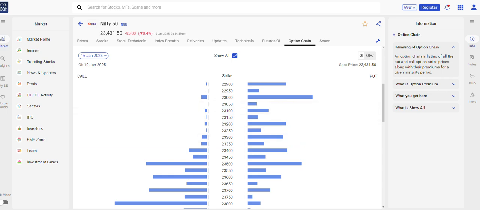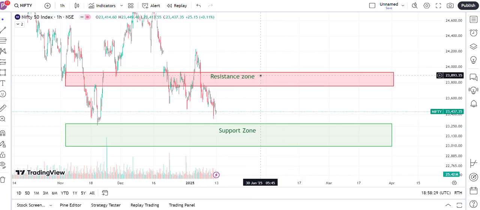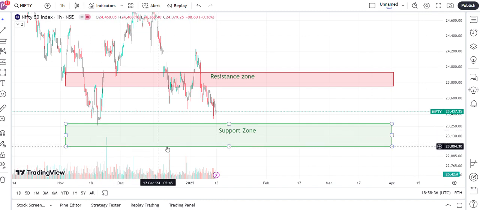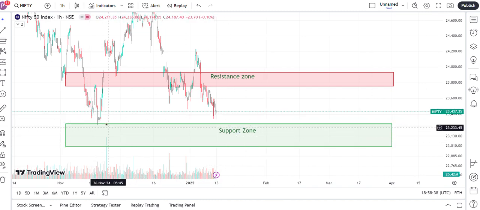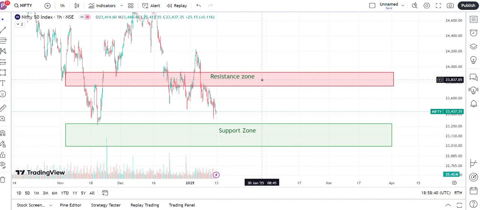The same thing when you see in the chart also, we are writing somewhere around 800 as a resistance, and 23,000 is the zone where people have written. So our support and resistance zones are also matching with the OI data.